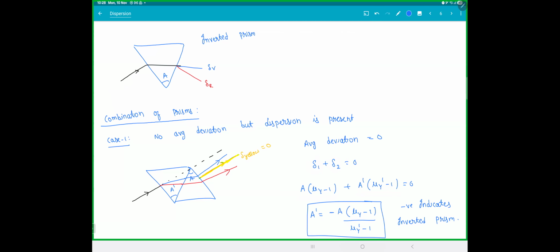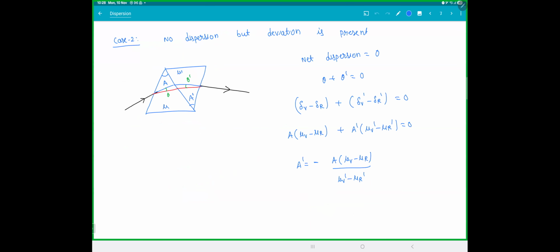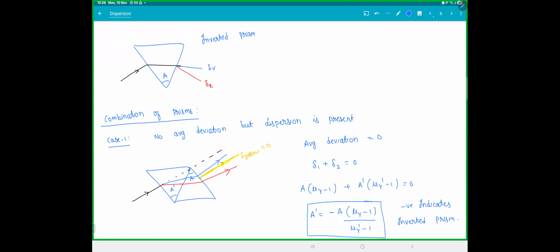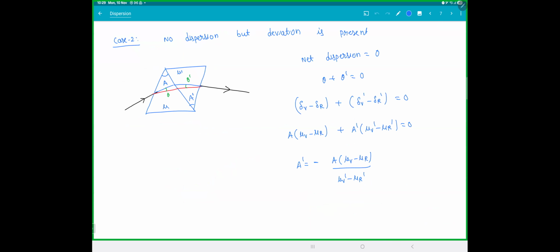I don't think you'll be able to remember these things. You should actually know how to derive this. Little low priority, but do keep in mind, if you're done with everything, then you should definitely do this. Because this might pop up in other exams, CET or Manipal or all those exams, or BITS maybe. The second case, there is no dispersion, but there is a deviation.